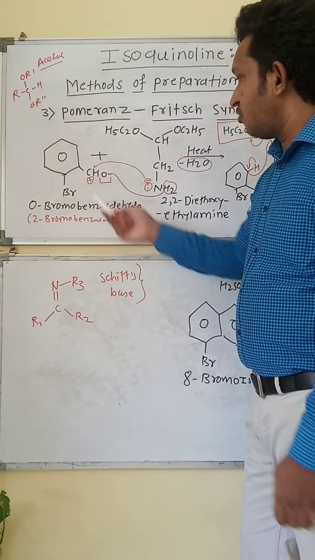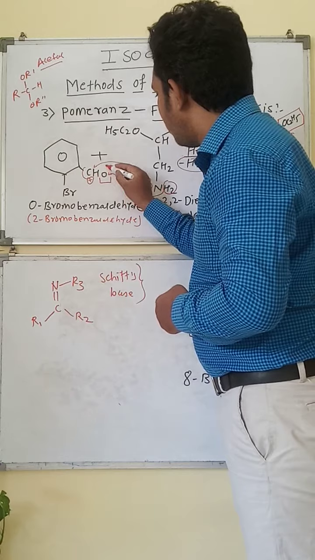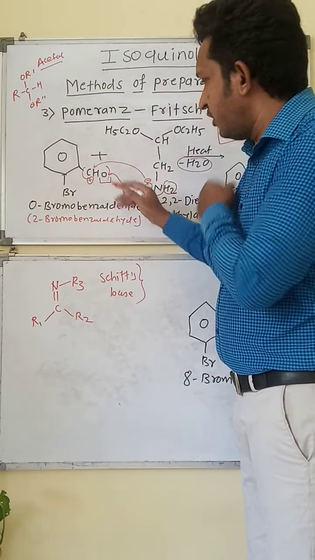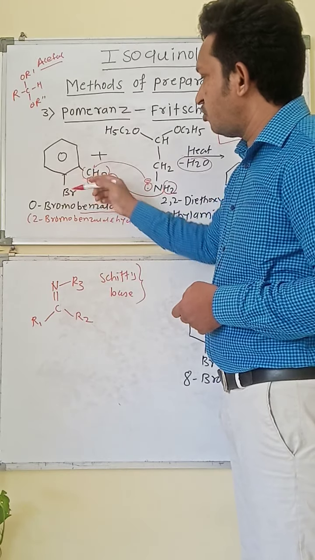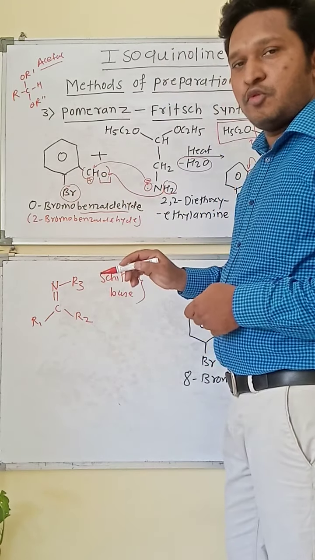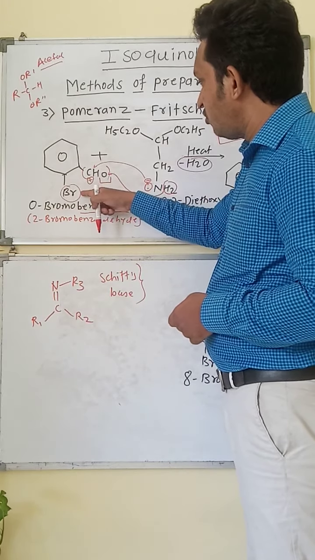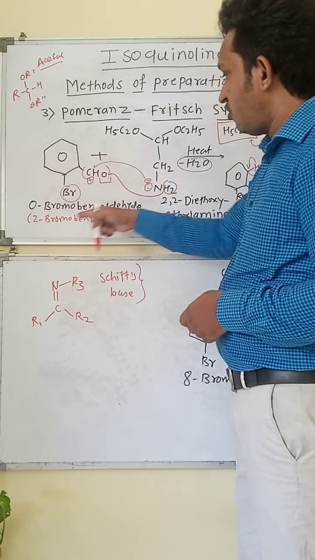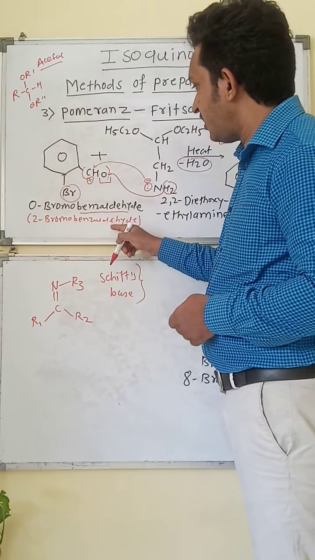Ortho-bromobenzaldehyde. Suppose we consider this aldehyde group as the parent group, so it is called benzaldehyde. On the ortho position there is a substitution of the bromo group, so it is called ortho-bromobenzaldehyde, or it is also called 2-bromobenzaldehyde.